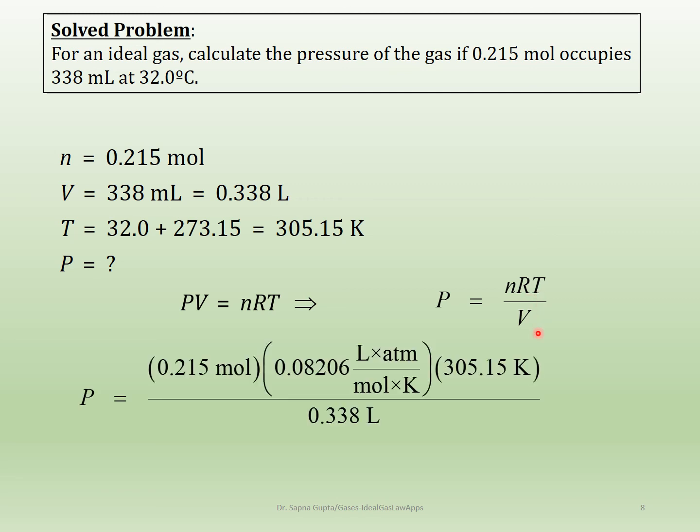So you plug in all your numbers. Again, use all the units, that way you can cross them out and make sure that you have the right thing. Kelvin and Kelvin cross out, and you're left with atmosphere. And so then here's your final answer.